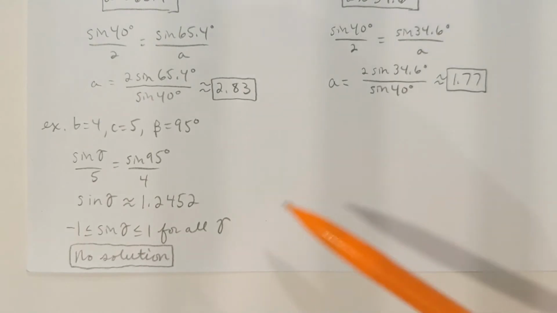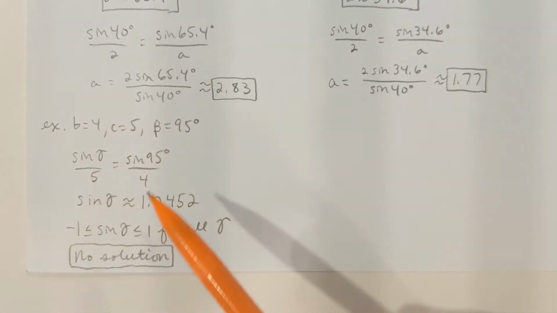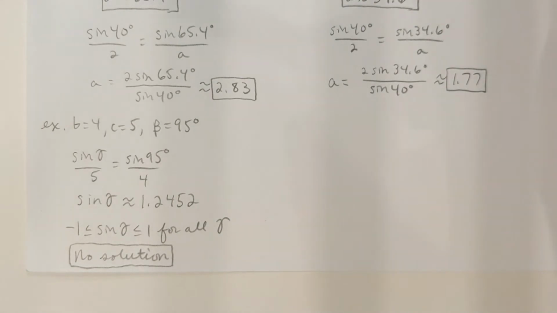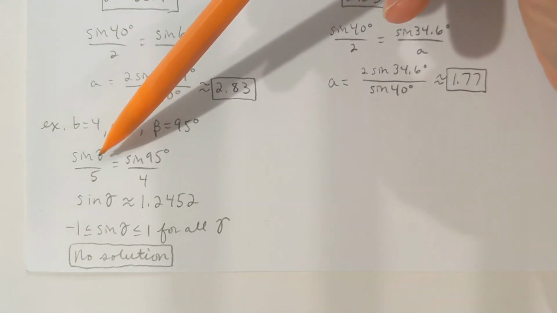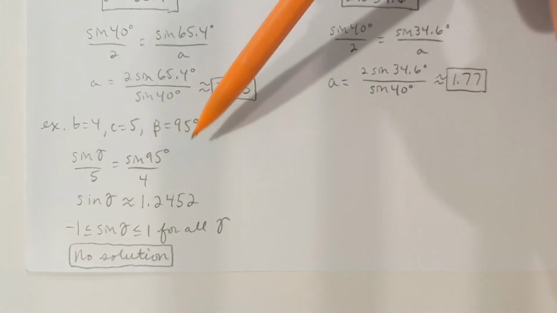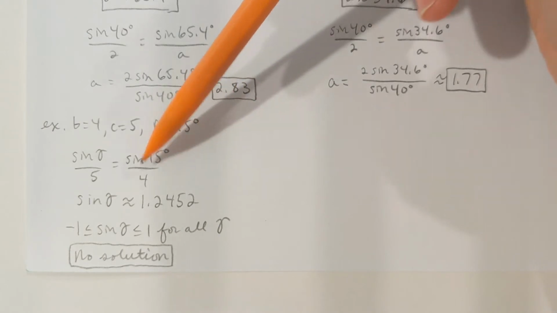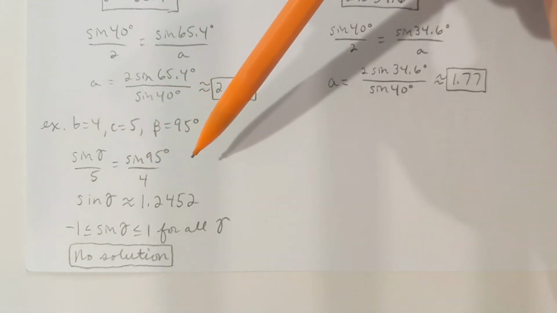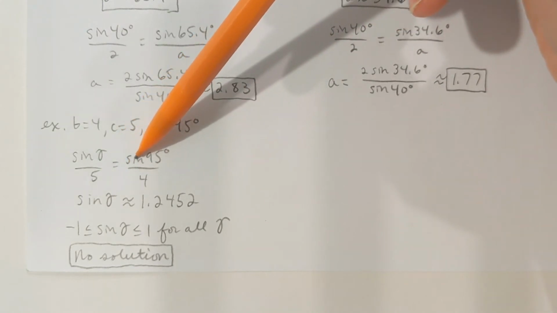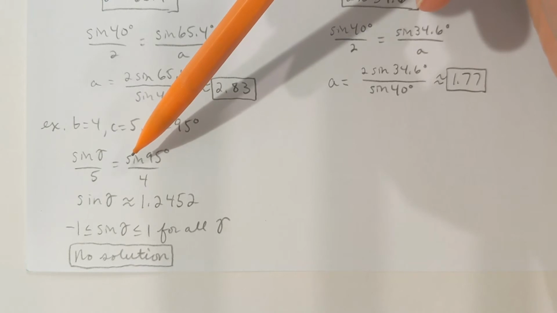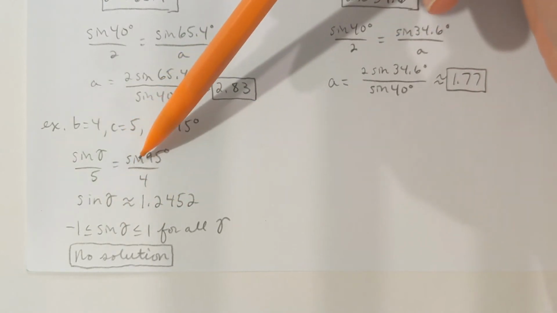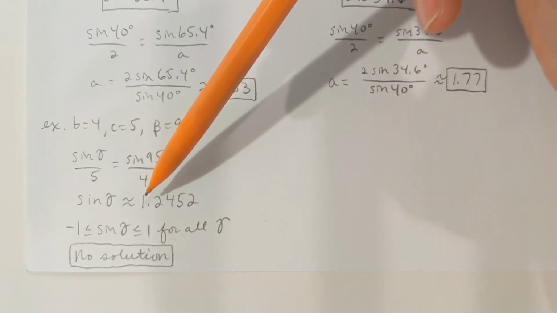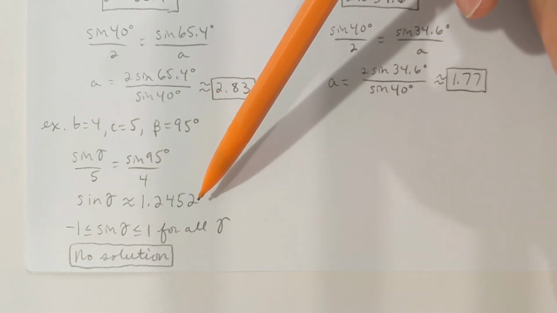Here's another example. Okay, suppose that we want to solve the triangle where B is 4, C is 5, and beta is 95 degrees. If you use the law of sines, sine of gamma, opposite C, divided by 5 could be equal to sine of 95 degrees, that's beta, divided by 4, B is opposite beta, right? And if you multiply both sides by 5, and then take sine inverse of both sides, you would get an error in your calculator. Now I'm not doing that here, I just multiplied both sides by 5. 5/4 times sine of 95 degrees is roughly 1.2452 if we go near 4 digits.